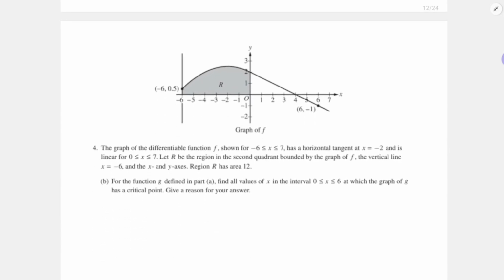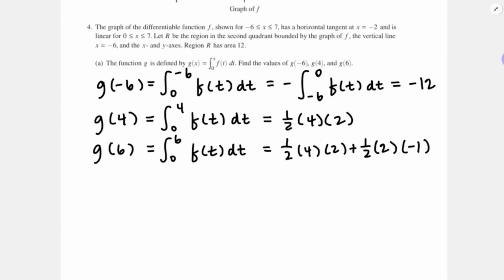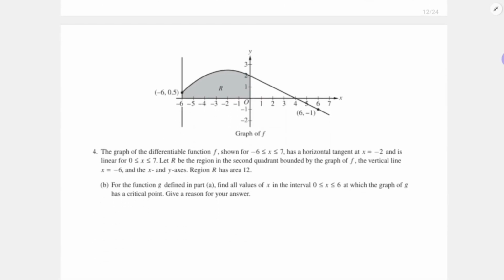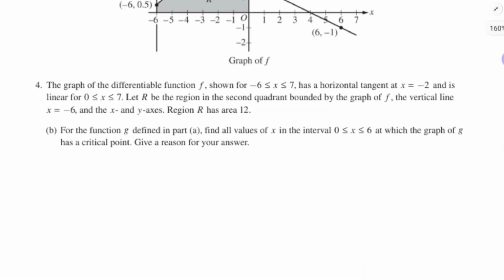Okay, part B, we're going to find all values of x on the interval 0 to 6 at which the graph of g has a critical point. Now remember g is the integral from 0 to x of f of t dt, so g prime of x is going to equal f of x. That'll be important if we're looking for critical points, kind of like in number 3. So g prime of x equals f of x. I'm going to just start with that, to remind the reader that I know exactly what's going on here. I know what they're getting at.